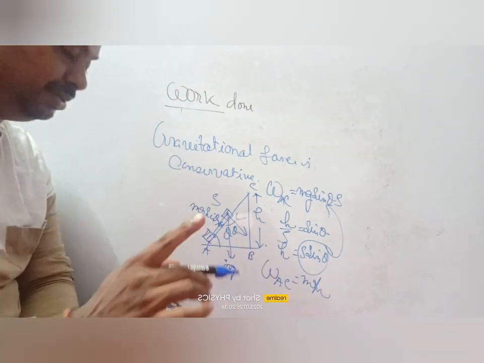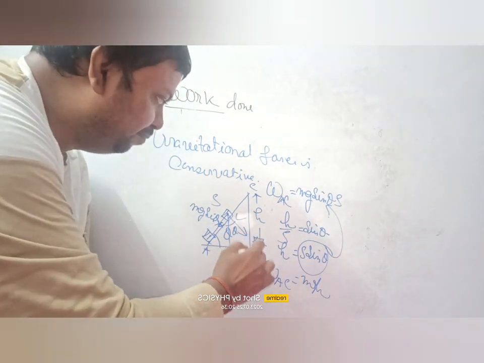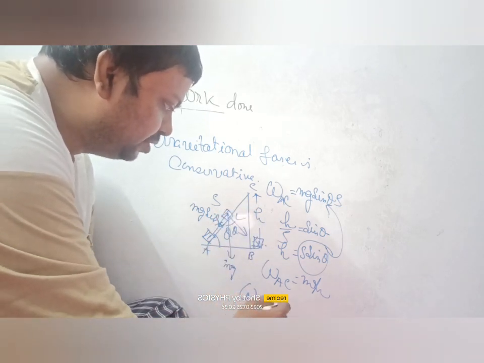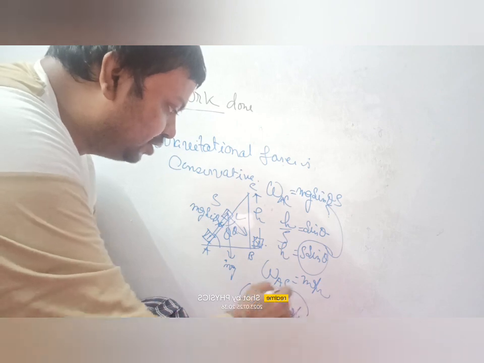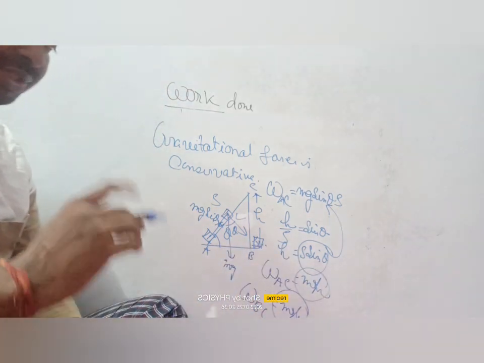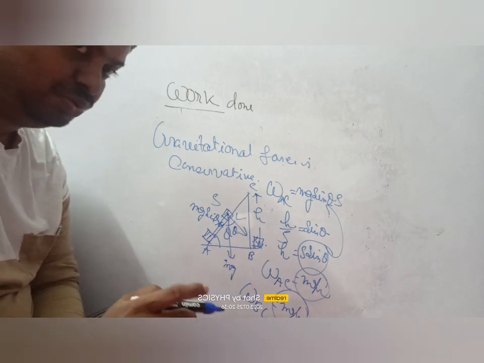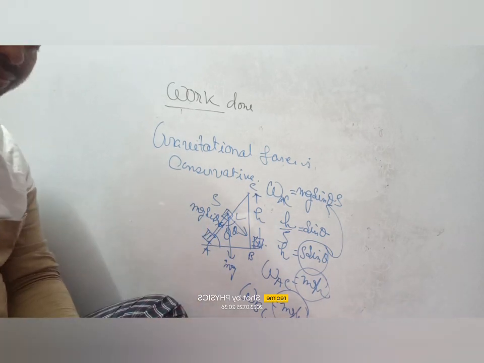Now if we lift that block from B to C, the work done will be W_BC equal to mgh. So the work done for the different paths is the same. So the gravitational force is a conservative force.